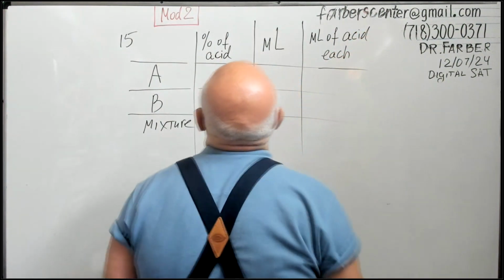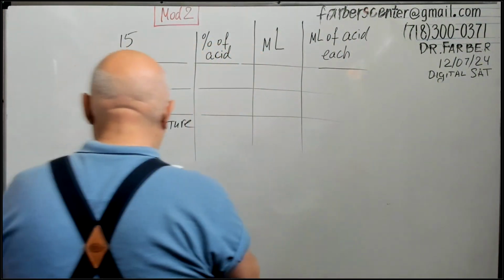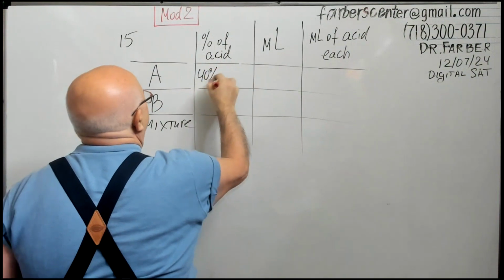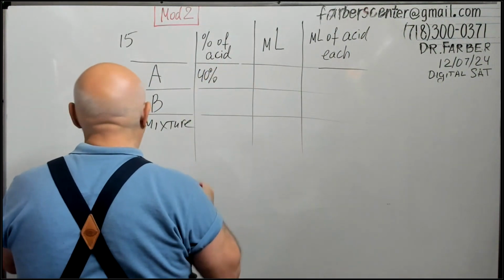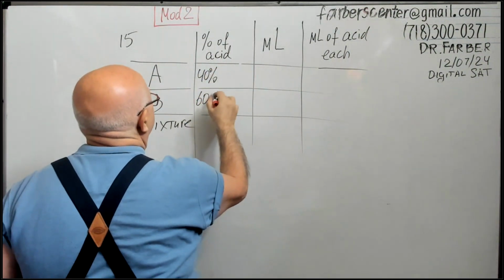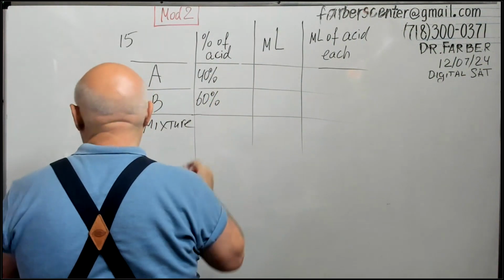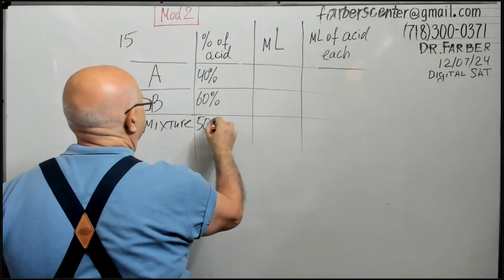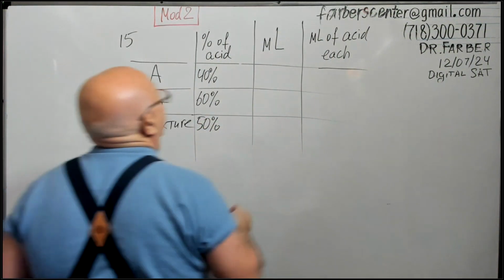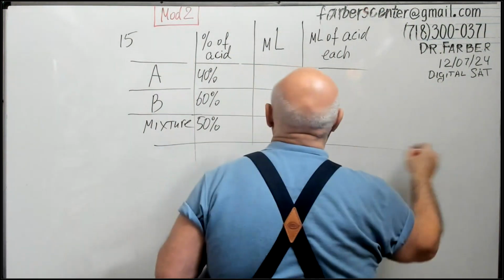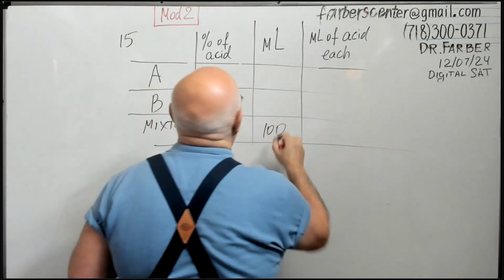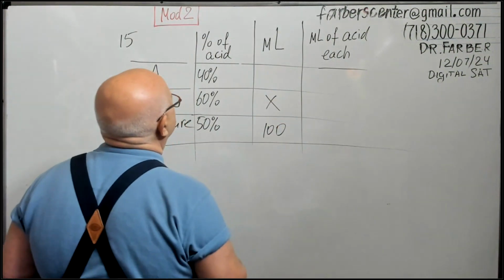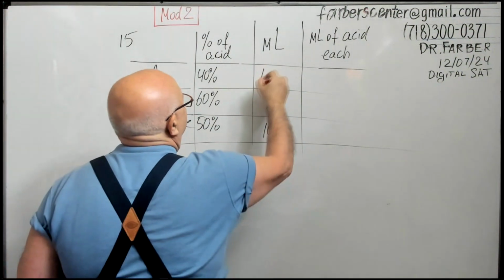After that, incorporate the data. What did they say? 40%. And this is 60%. And this is the diluted solution, which is 50%. And this is a total of 100 milliliters. Put here 100. And this, I don't know, x. And this is 100 minus x.